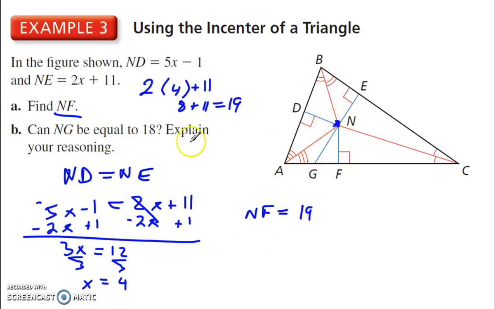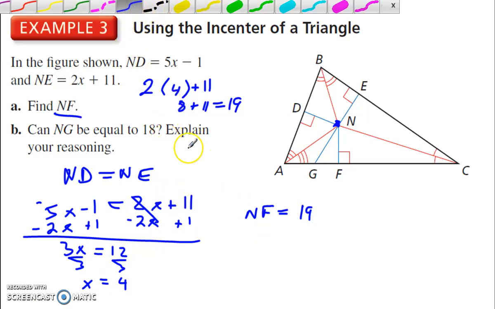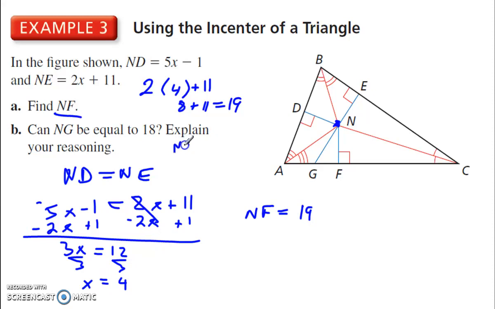Can NG be equal to 18? Explain your reasoning. No, because the shortest distance between a point and a line is a perpendicular line. Right? This is not perpendicular, and this is 19, so that can't be shorter than this one.